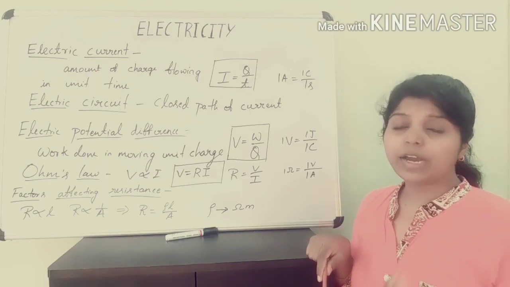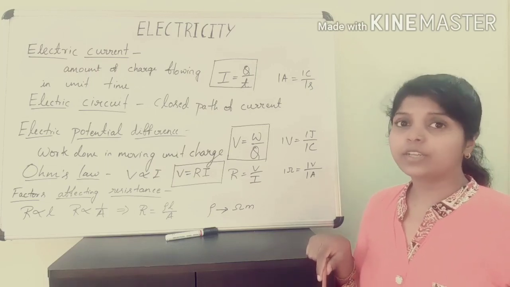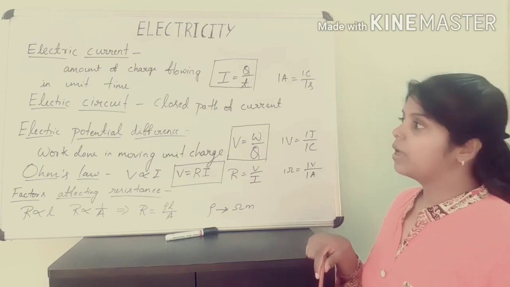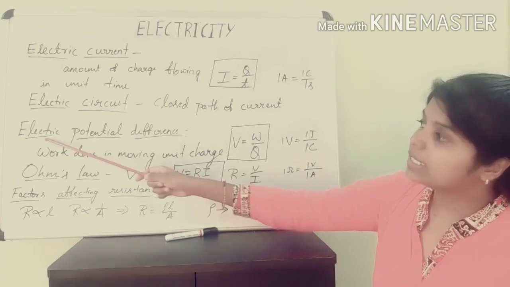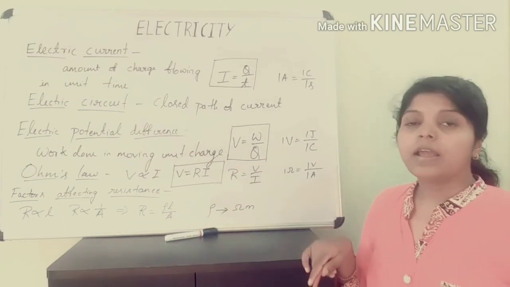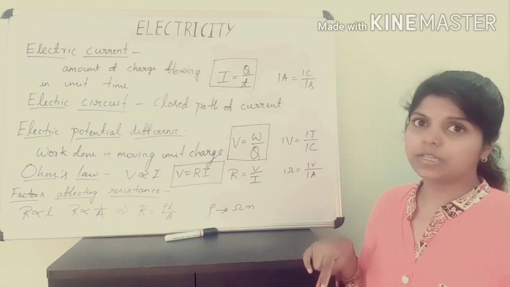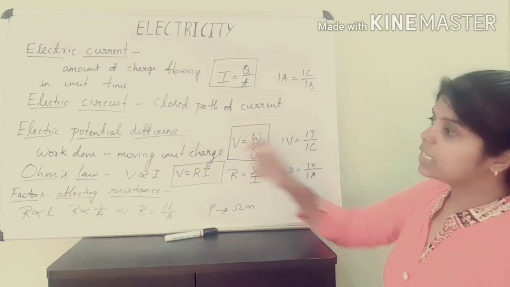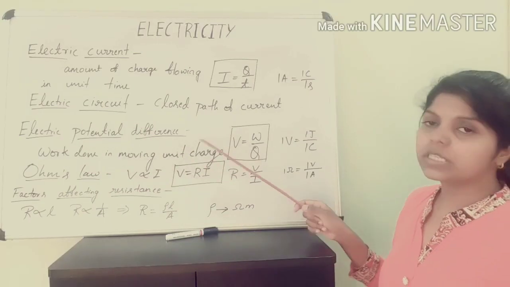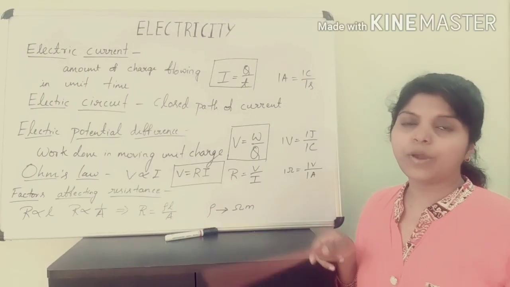The direction of current is always opposite to the direction of flow of electrons. Now let's see what is electric potential difference. If the electron or the charges has to move, there must be potential difference. Potential difference is the work done in moving a unit charge from one point to another point.